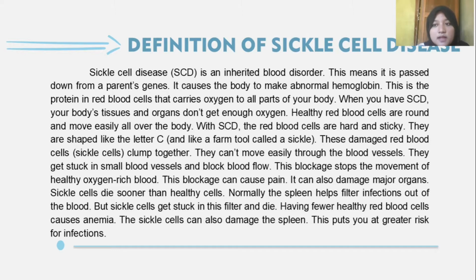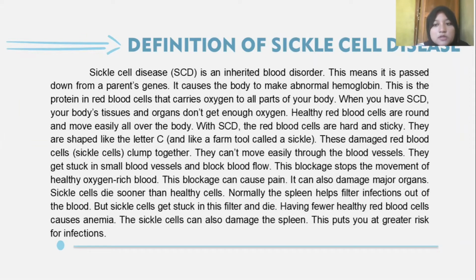Healthy red blood cells are round and move easily all over the body. With SCD, the red blood cells are hard and sticky. They are shaped like the letter C, like a farm tool called a sickle. Thus, they make red blood cells or sickle cells clump together. They can't move easily through the blood vessels. They get stuck in small blood vessels and block blood flow.